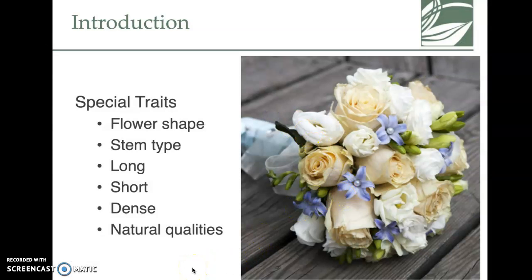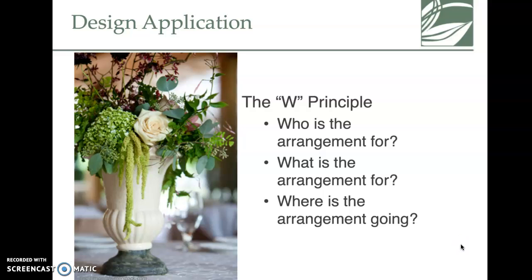All right, so for the introduction, they have special traits: flower shape, stem type, long, short, dense, natural qualities. So the best way to select flowers is to kind of play to their natural abilities. You also want to think about the W principle, the who, what, where. Who is it for? What is the arrangement for? And where is it going?